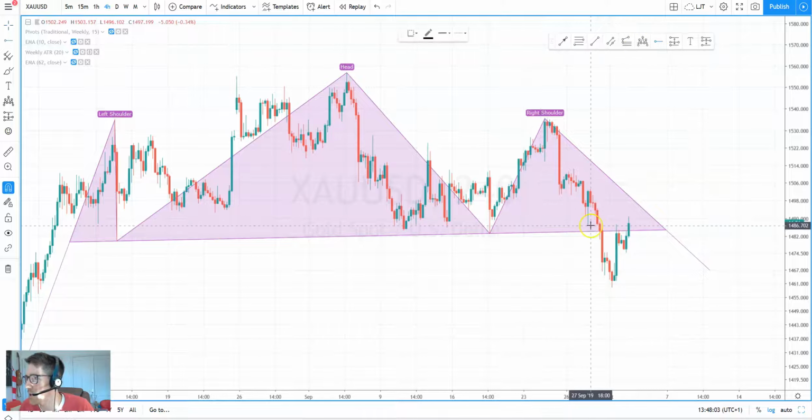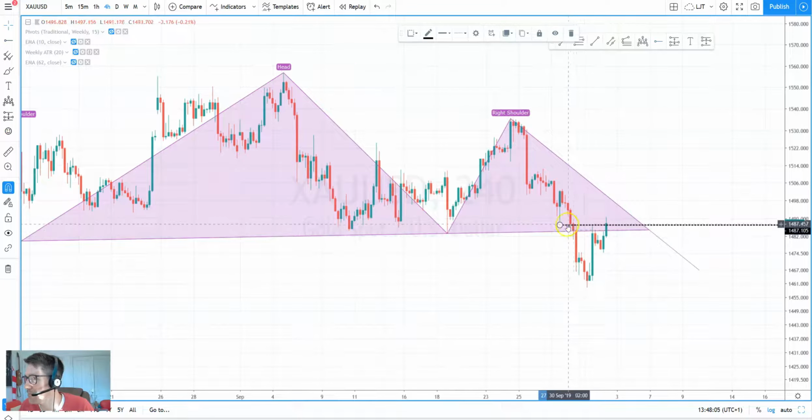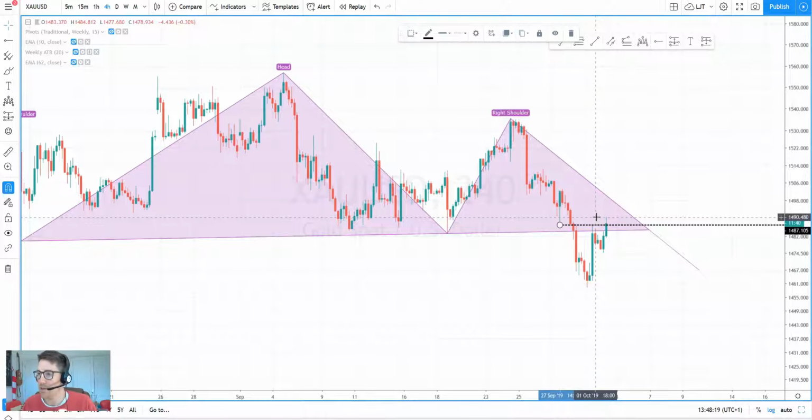That was at 87. So we got there, we tested it, we traded a bit lower, but then we've seen this buying re-emerge, and it's now looking to get above this 1487 mark, at which point then what do we do, I guess, is the main question.